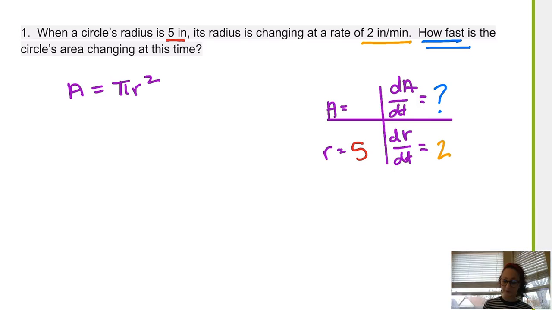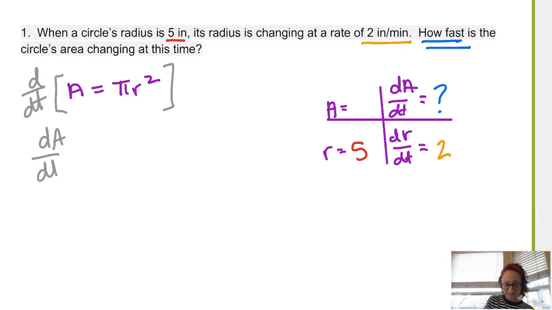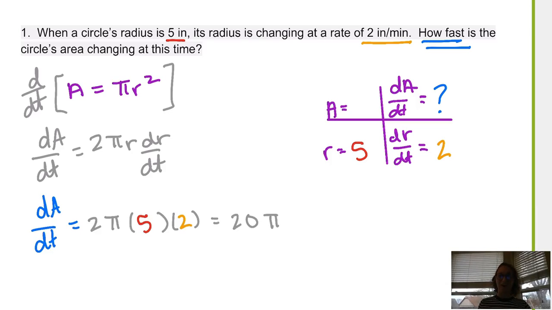Now we're going to derive with respect to t. I'm going to take both sides of the equation and derive with respect to t. So the left side would just be dA/dt. The right side is going to be 2 pi r dr/dt, right? And now let's go ahead and plug in these values. I'm going to pause, and you go ahead and plug in as well. All right, so I am getting 20 pi. You should be able to do all of these without a calculator, so please leave them in exact form.